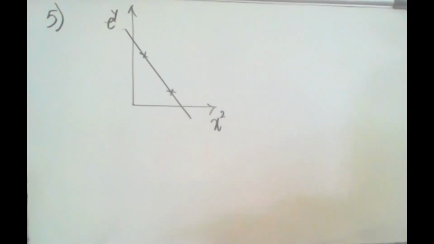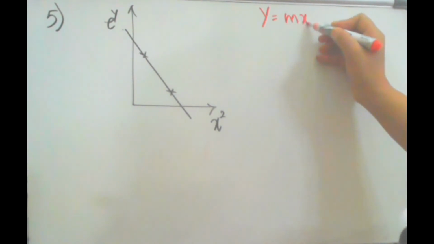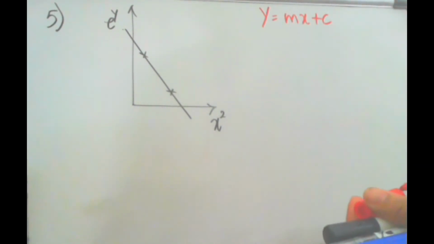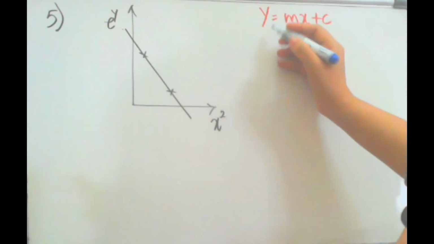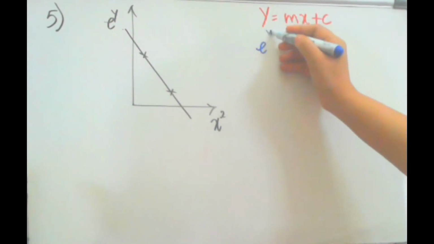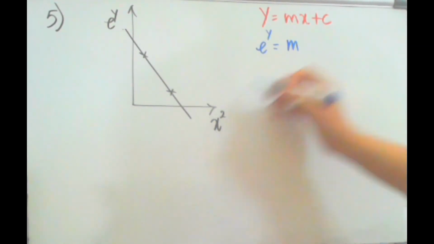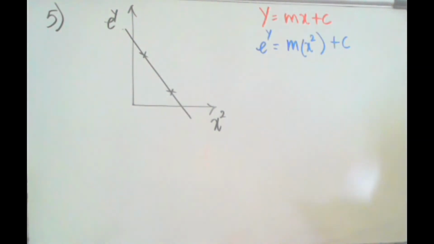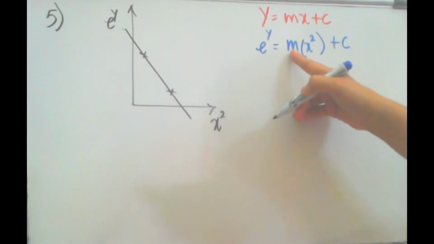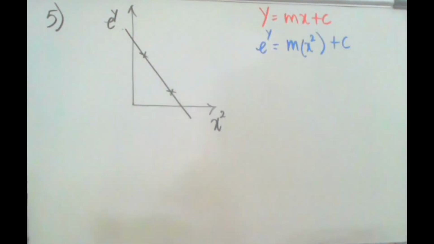The moment we see it is a straight line, we can write the equation of this one. We know the equation of a straight line is y equals mx plus c. Now we have to see what is on the y axis, e power y. So here instead of y we write e power y, whatever is on the y axis, equal to m into x, which means x square, plus c. Now we have to find m and we have to find c. For that, we will make use of the 2 points.